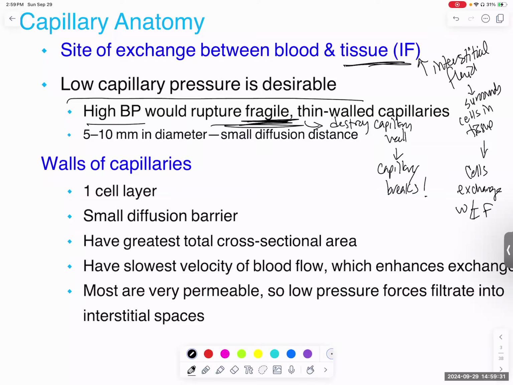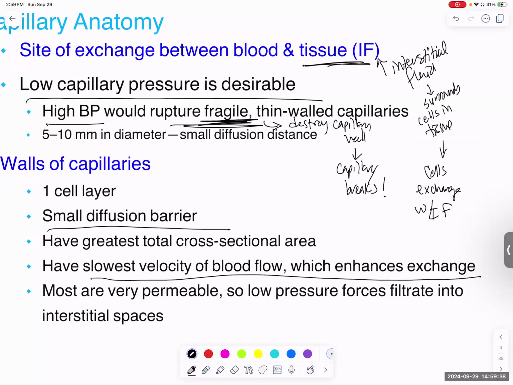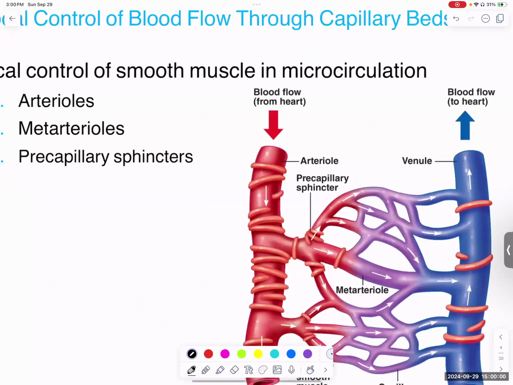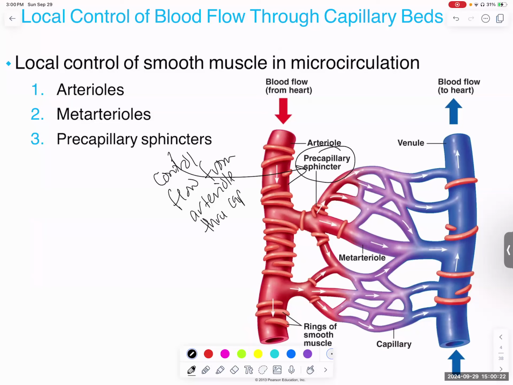That's a problem. Walls of the capillary are very thin. There's going to be a very slow flow because there are a lot of them in a given capillary bed. So there's so much branching that it slows down the flow. They're very permeable, so there is time for exchange with the interstitial fluid. There are precapillary sphincters that control the flow from an arterial through the capillary bed.